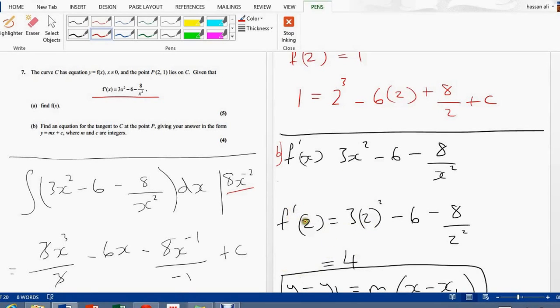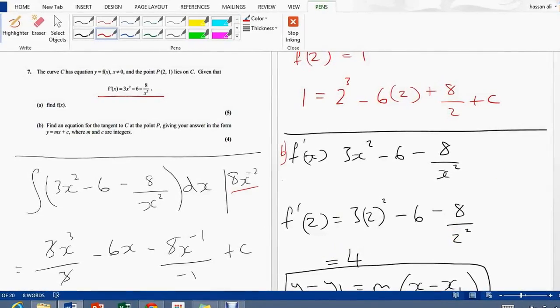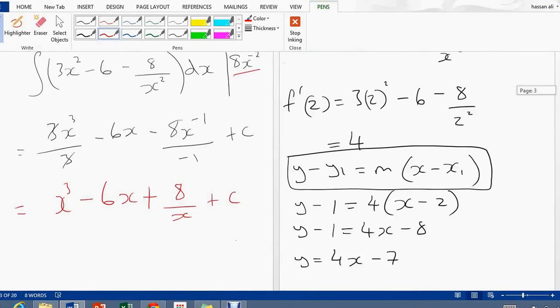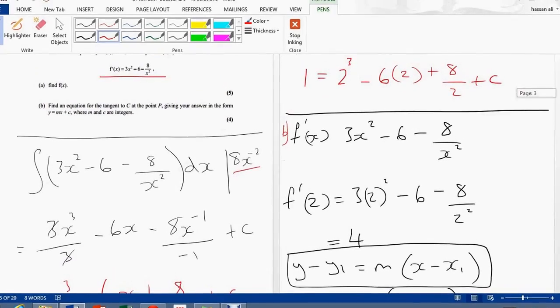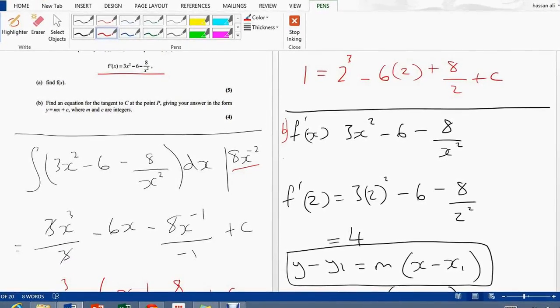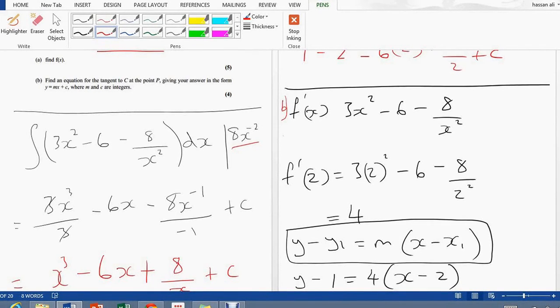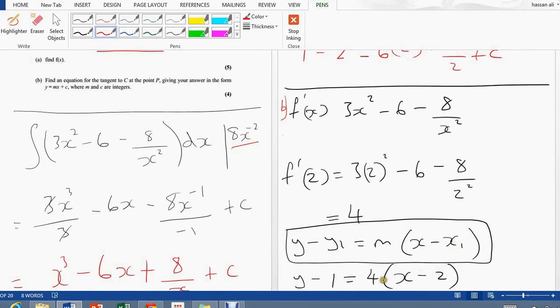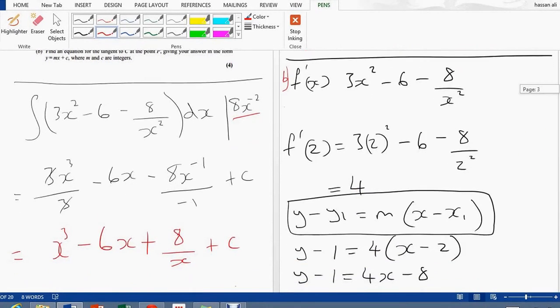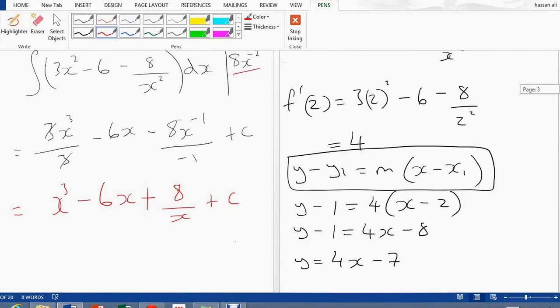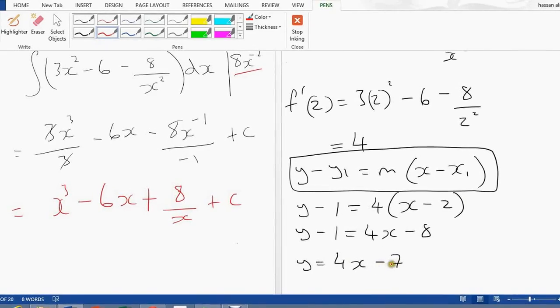Right, so show it like this: f dash of 2 will equal 3 times 2 squared minus 6 minus 8 over 2 squared, and that should give you 4. Now this is the equation you need to be familiar with: y minus y1 equals m times x minus x1. For y1, you use what they're giving you, which was 1, and for x1 you use 2. The value of m we found out is 4. So when you multiply out the bracket and simplify, it is now in the format y equals mx plus c, but in this case c is minus 7.